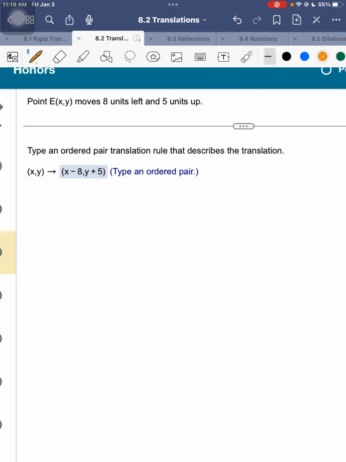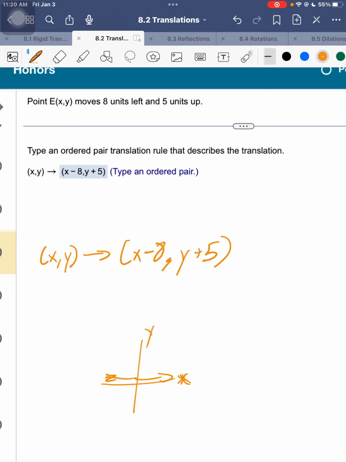Point E, which is characterized as (x, y), moves 8 units to the left and 5 units up. So that means my (x, y) is going to get transformed to what? x, 8 units to the left. So I also know that if I have a coordinate grid, if I move left or right, that's affecting which axis, my x-axis. If I move up or down, that's affecting my y-axis. So it's going to be (x minus 8, y plus 5), which is exactly what this answer is.